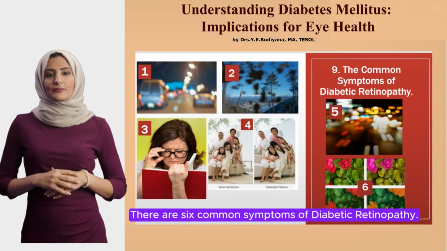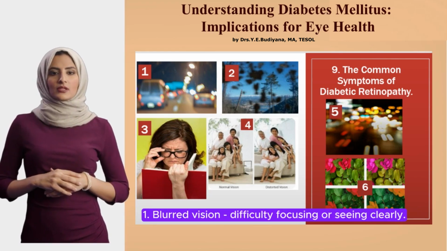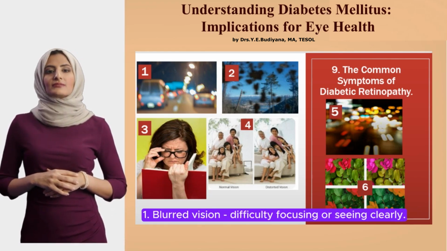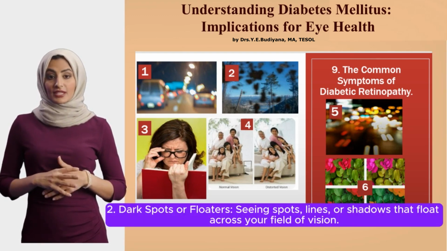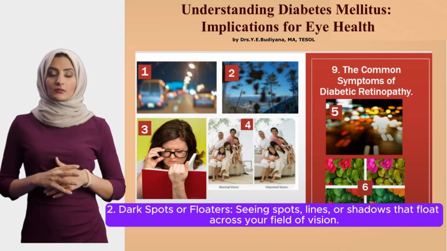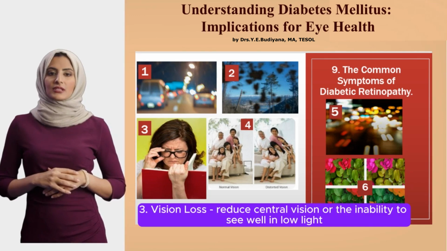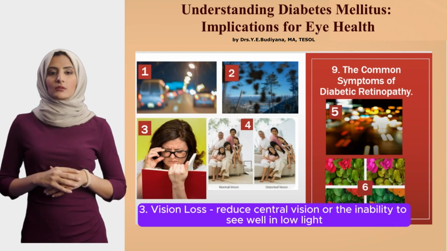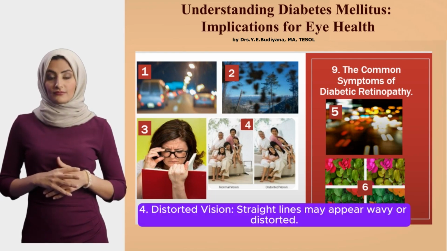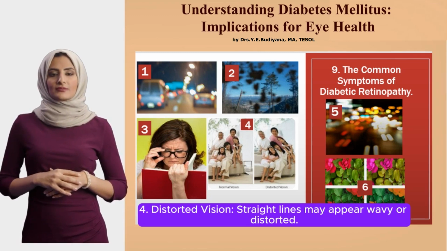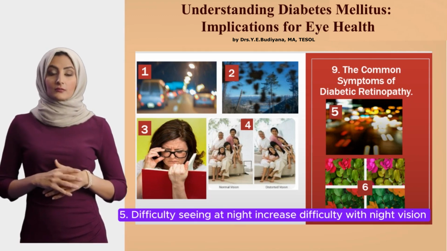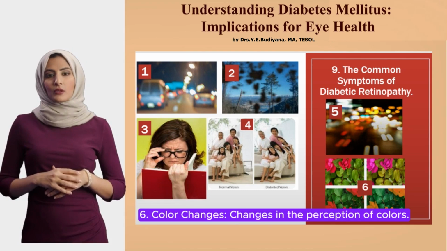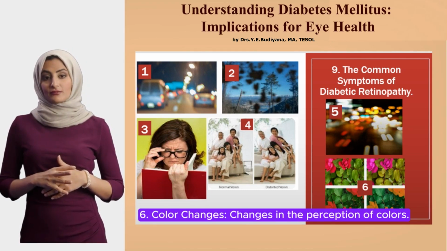There are 6 common symptoms of diabetic retinopathy. 1. Blurred vision, difficulty focusing or seeing clearly. 2. Dark spots or floaters, seeing spots, lines, or shadows that float across your field of vision. 3. Vision loss, reduced central vision or the inability to see well in low light. 4. Distorted vision. Straight lines may appear wavy or distorted. 5. Difficulty seeing at night. Increased difficulty with night vision. 6. Color changes. Changes in the perception of colors.